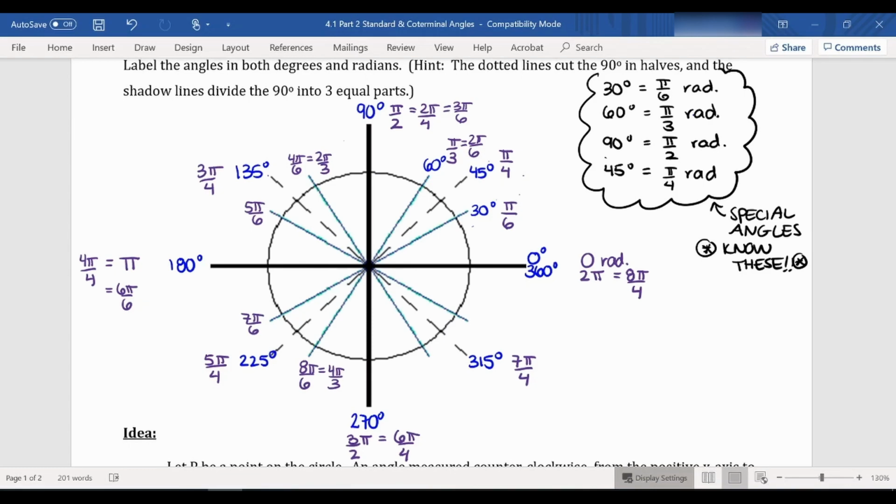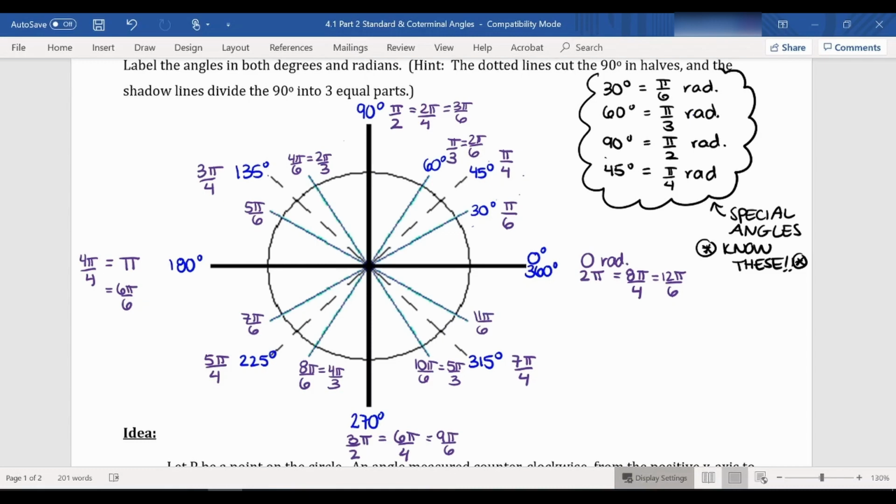Then the next one would be 9 pi over 6, which simplifies to 3 pi over 2. Then 10 pi over 6, which simplifies to 5 pi over 3. Then 11 pi over 6. And then 12 pi over 6, which simplifies to 2 pi. So using my 30 degrees, I can go on all of those blue, tealy solid lines.